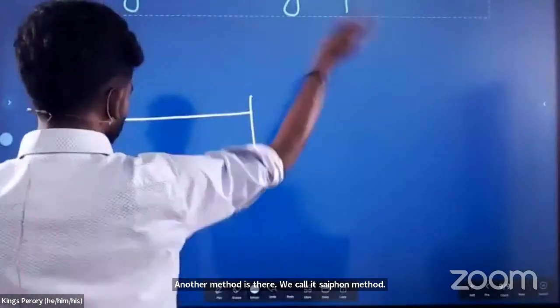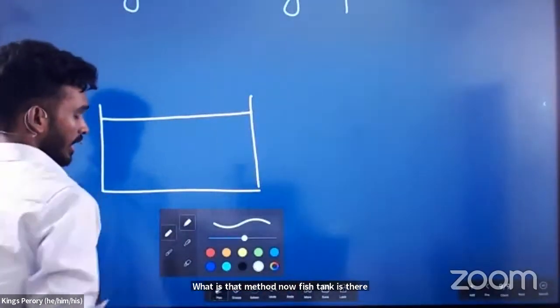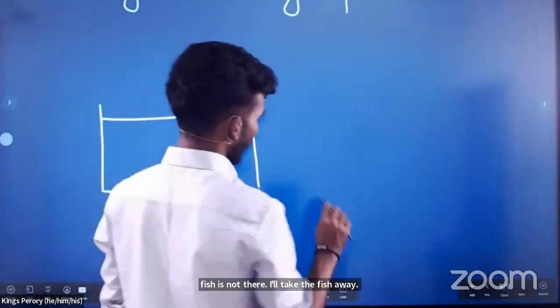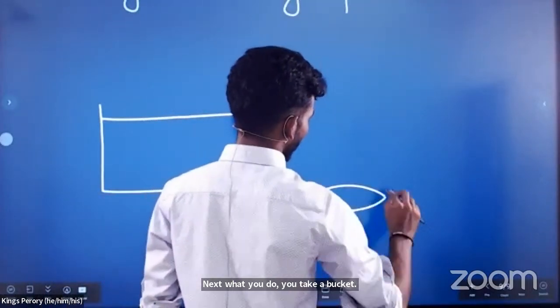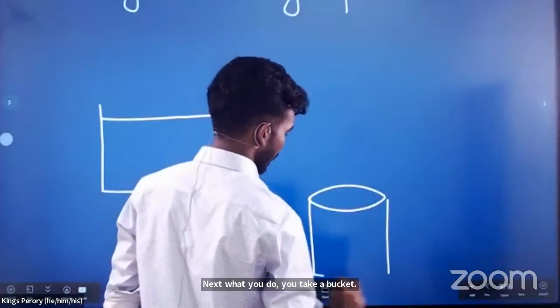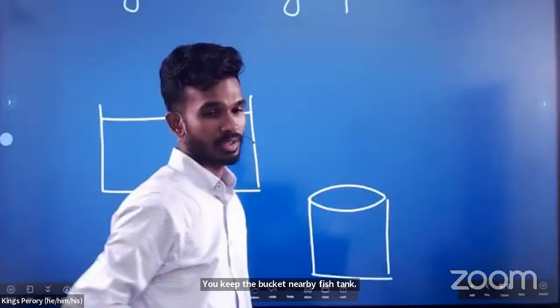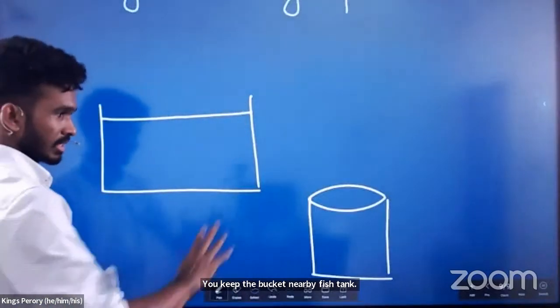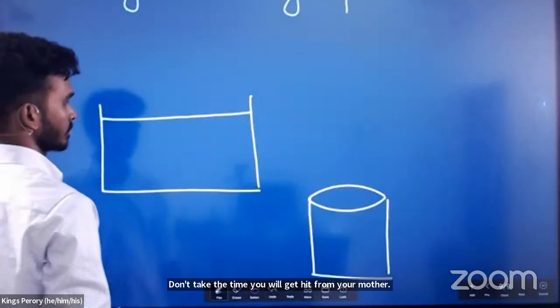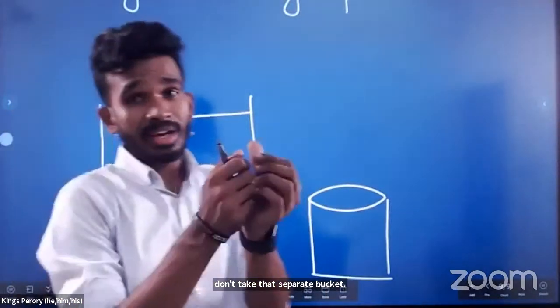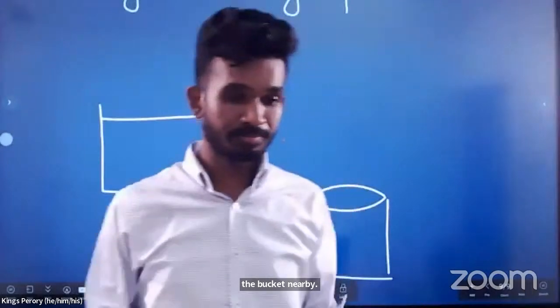Now the fish tank is there. Fish is not there. Take the fish away. Next, what you do? You take a bucket. You keep the bucket nearby the fish tank. Don't take the wash bucket. You will get hit by your mother. Don't take that separate bucket. Keep the bucket nearby.